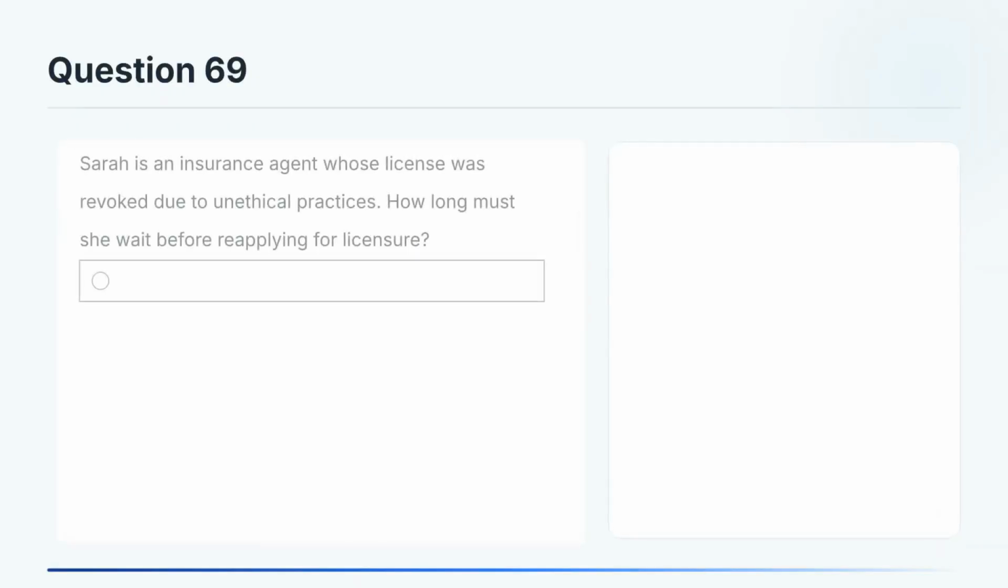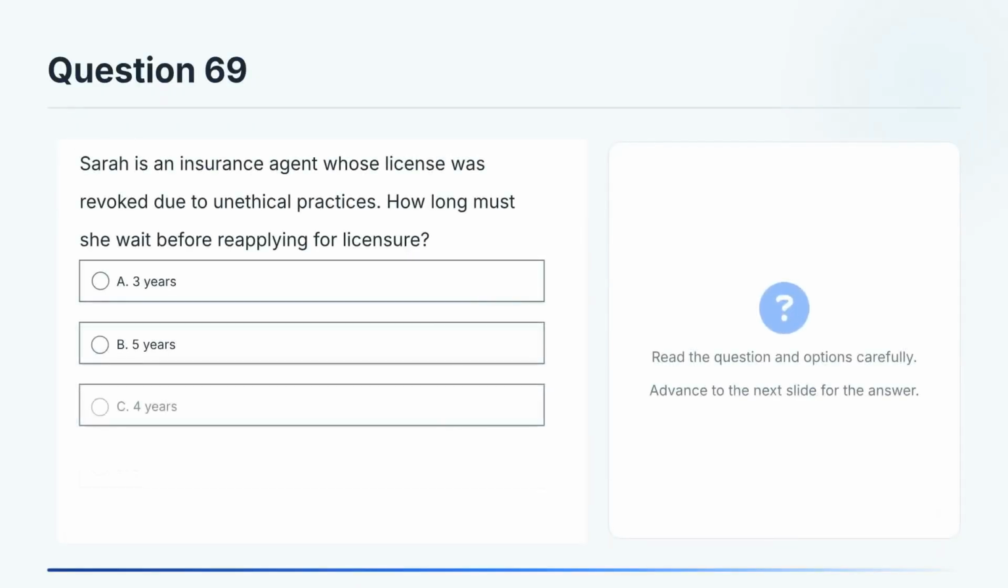Question 69. Sarah is an insurance agent whose license was revoked due to unethical practices. How long must she wait before reapplying for licensure? A. 3 years. B. 5 years. C. 4 years. D. 2 years.